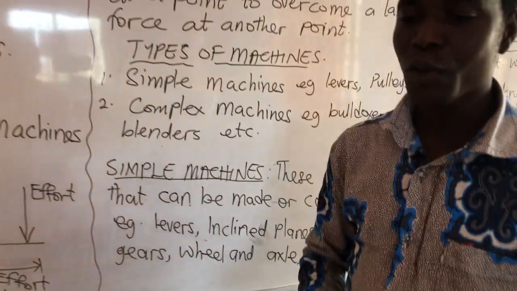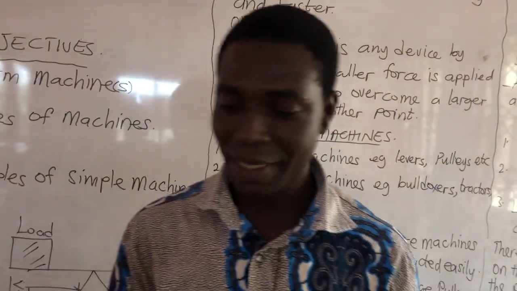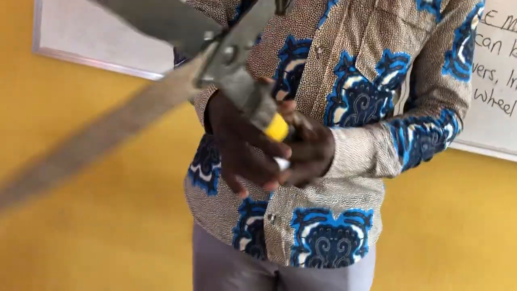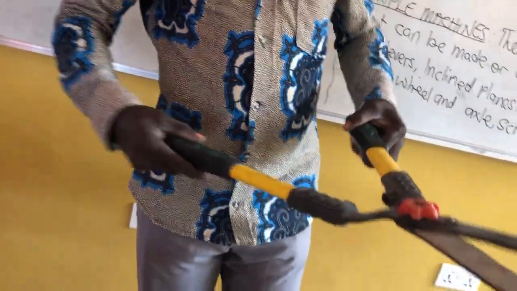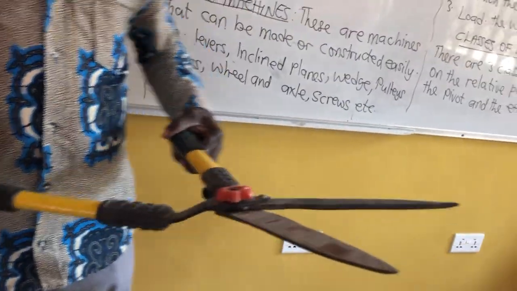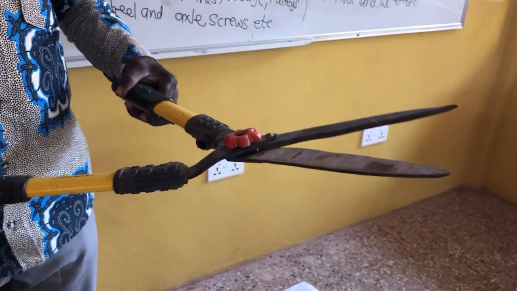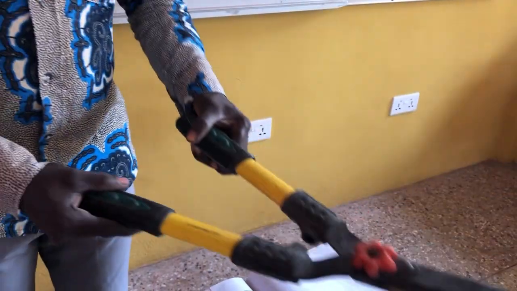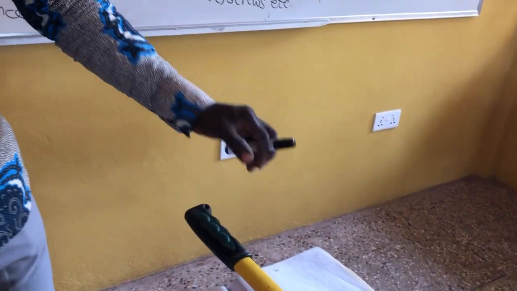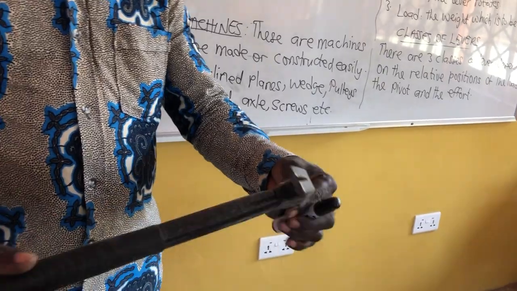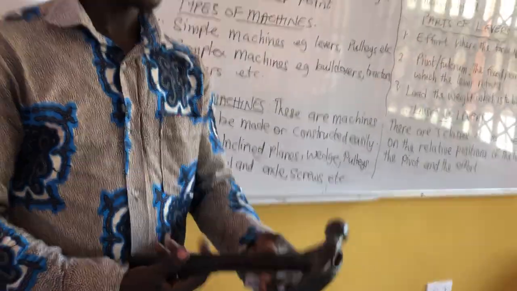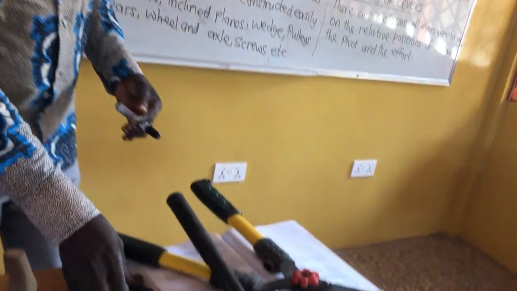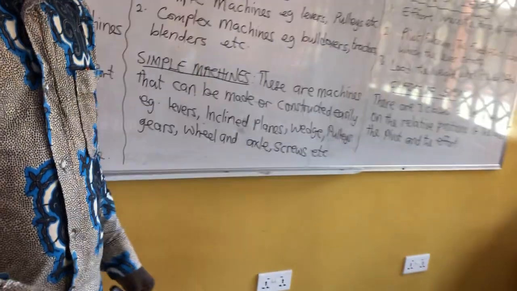Now let me show you some simple machines. I hope you have seen this before by our gardeners who normally come to our homes to trim our hedges or our gardens or flowers for us. This is a simple garden shear. We have this, which is very common. This is a hammer. It's a simple tool normally used by carpenters. And this is simple scissors.